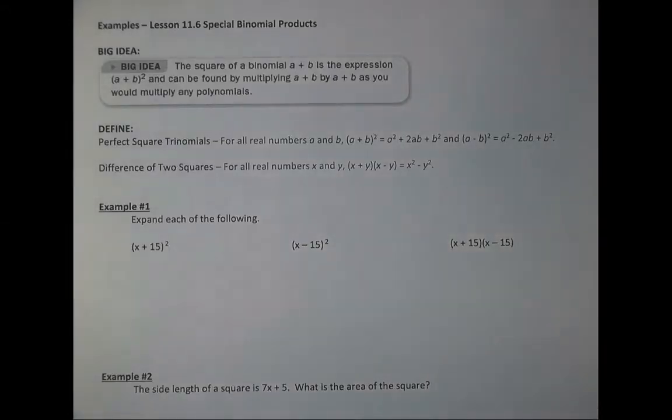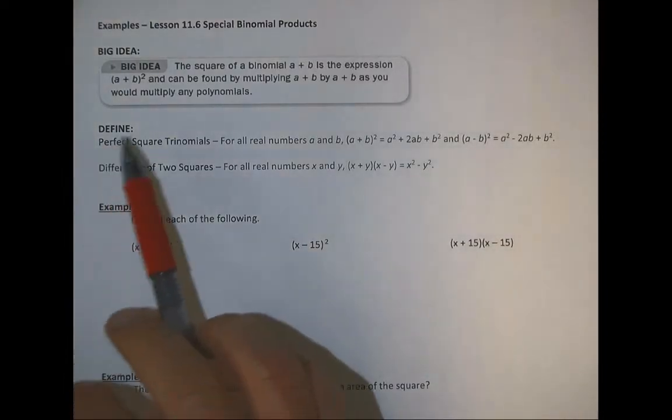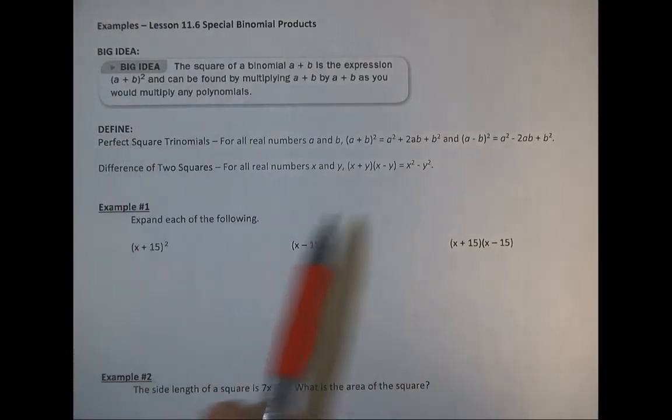This is lesson 11.6, special binomial product. So we multiplied all different kinds of polynomials in 11.5. We're going to be doing the same, but we're going to show you some shortcuts on some special cases. That's what this is all about. So we've got two different special cases that are going to be represented here.